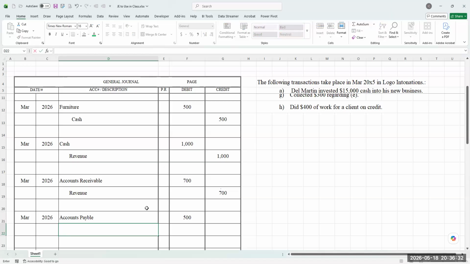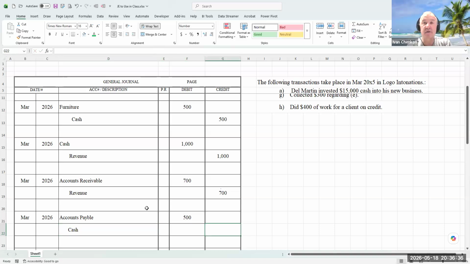Your cash. Before I paid, I had cash, and I had accounts payable. After I paid, I don't have accounts payable, but I don't have the cash either.